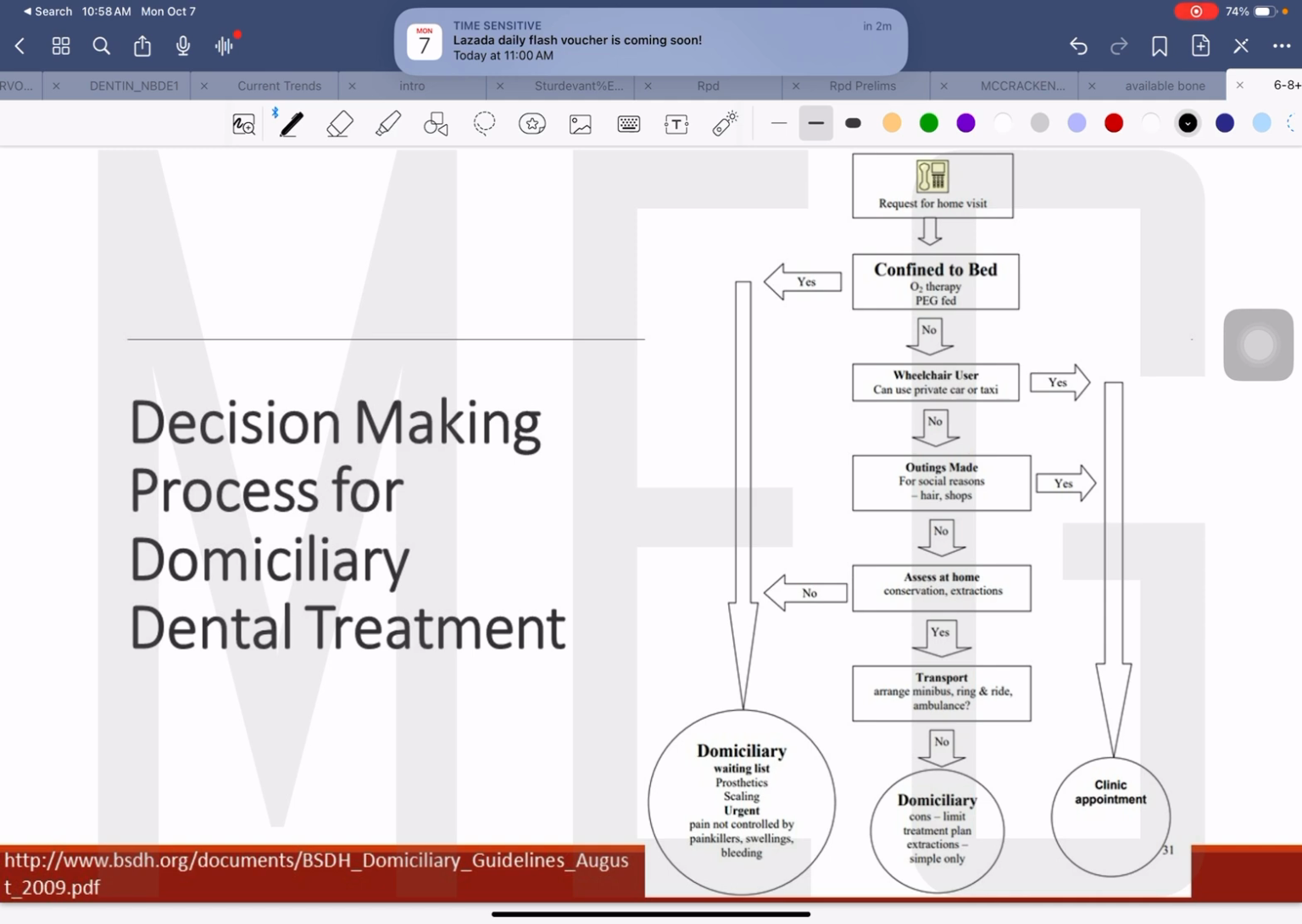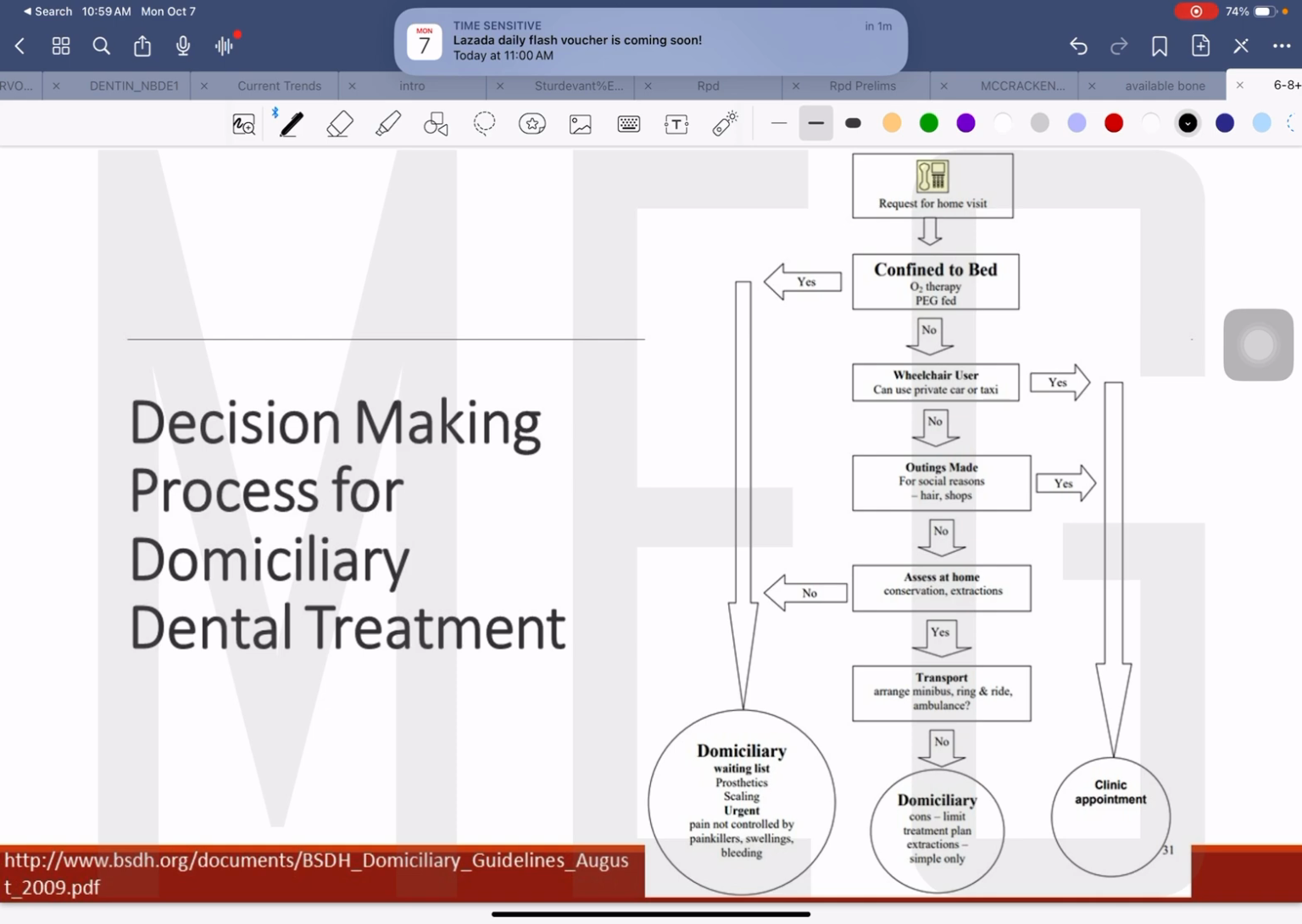So, decision-making process for domiciliary dental care. As you can see, confined to bed, if they are with O2 or with PEG-fed. If yes, automatic, domiciliary. But if no, are they a wheelchair user? Nakita niyo, dami pang question bago maging domiciliary care. If yes, they can do clinic appointment. Why? Because they can mobilize this patient. Okay, they can do ambulatory things on this patient.